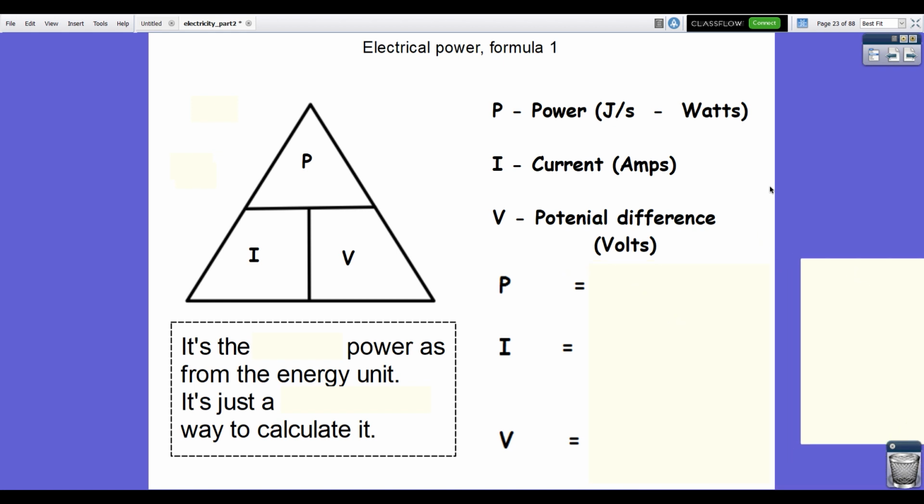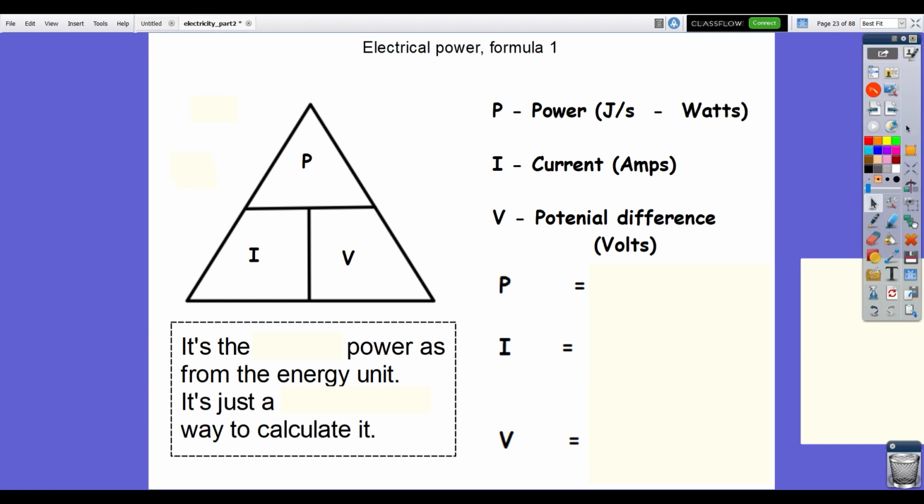So if we cover up, let's make a little box here. Let's cover up P. What do we see? I times V. P is I times V. Let's cover up I. What do we see? I is P over V. And the last one, we cover up V. What do we see? V is P over I. If you've got your own way of doing that and you prefer your own way, then just leave it at that, it's fine.